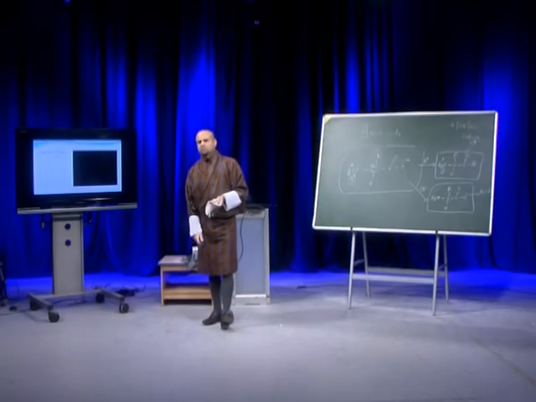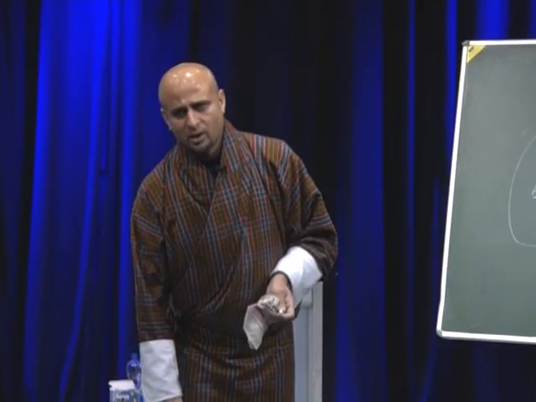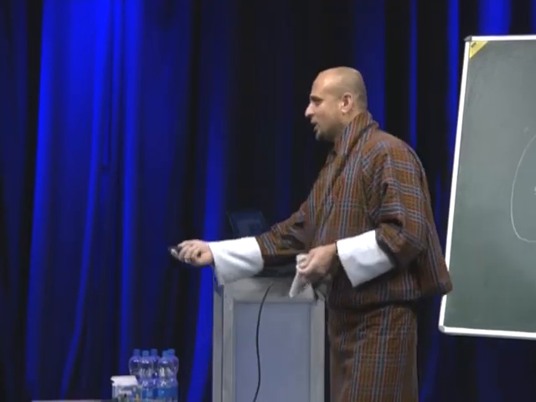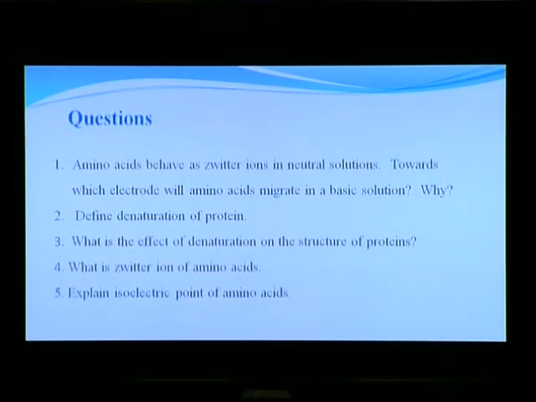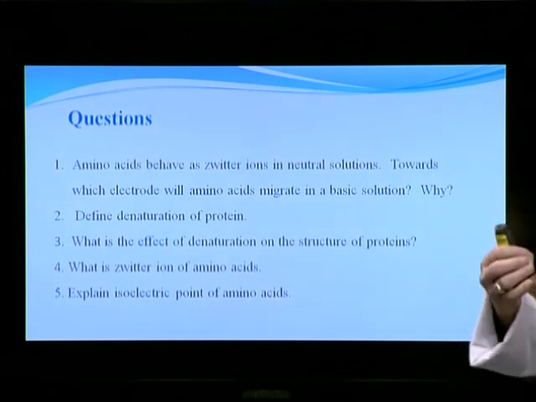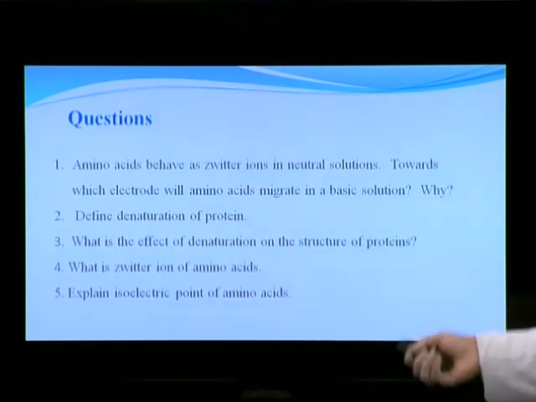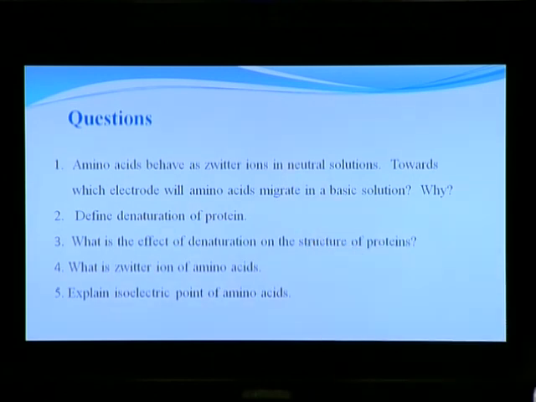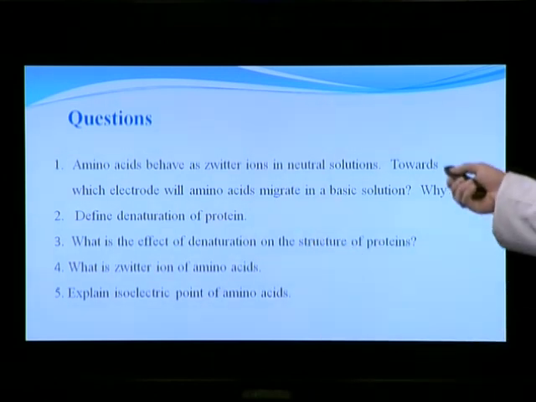So with all this, we come to the end of our lesson today. Before we end our lesson, I want you to go through these questions. We have 5 questions here. Let's read these questions one by one. First question. Amino acids behave as zwitterions in neutral solution. Towards which electrode will amino acids migrate in basic solution? Why? Now, you have to explain. In neutral solution, it will behave as a neutral ion. Now, towards which electrode will the amino acid migrate in basic solution, and why? You have to explain this part.